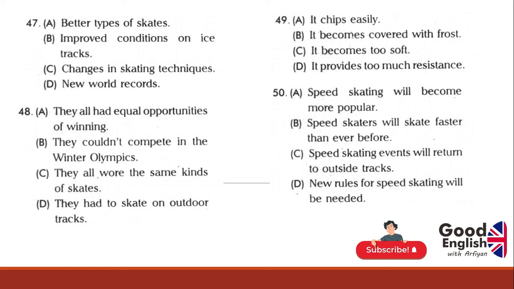This is important because if the ice is too cold, it forms frost, slowing down the skaters, and it chips easily. If the temperature is too high, the ice begins to melt. Also, ice tracks today are made with extremely pure water. Minerals in water make ice soft, and soft ice doesn't provide enough resistance for skates. Recent improvements in making and maintaining ice will almost certainly lead to new world records in speed skating in the near future.